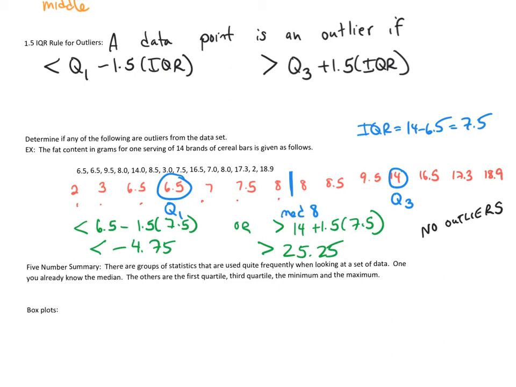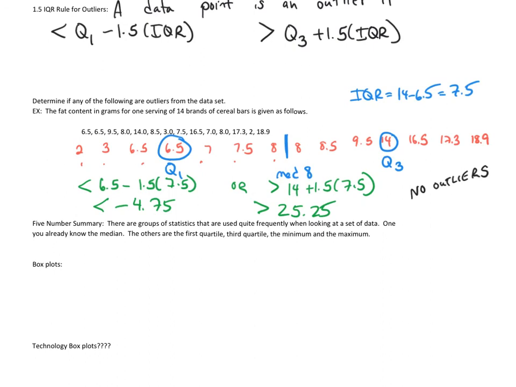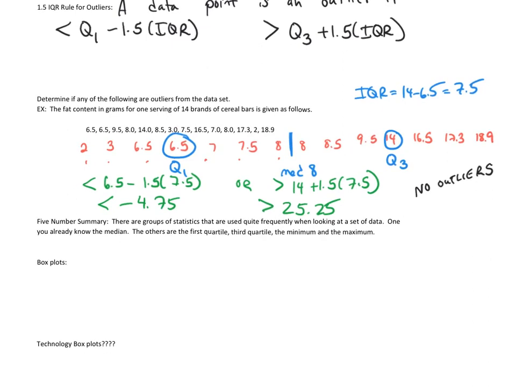So the last thing we want to look at is what's called a box plot. And a box plot is a graph of what we call the 5-number summary. So a 5-number summary is the group of statistics that we use a lot to look at a set of data. And they are the median and the quartiles and the max and the min. And what we usually do to use those is we can use a box plot to graph it. So a box plot is going to be a graph of the 5-number summary.